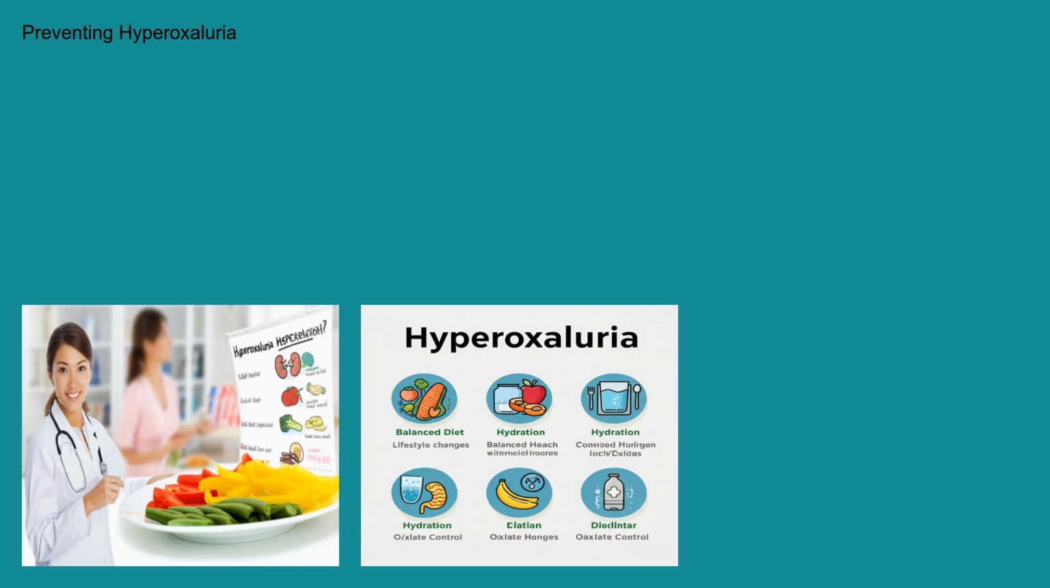Preventing hyperoxaluria, especially secondary hyperoxaluria, involves several lifestyle modifications. These include maintaining a balanced diet with moderate oxalate intake, staying well hydrated, and managing underlying conditions that contribute to increased oxalate absorption. If you're at risk, consulting a registered dietitian for personalized dietary advice is highly recommended.